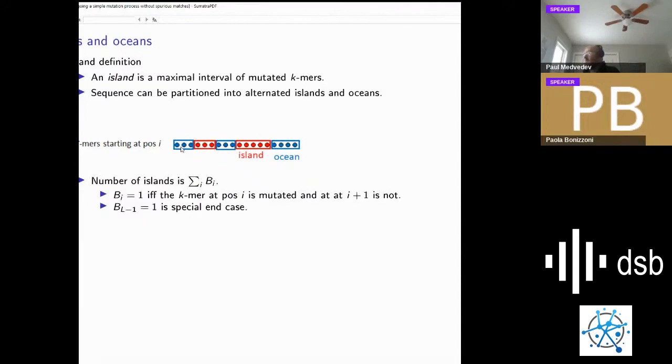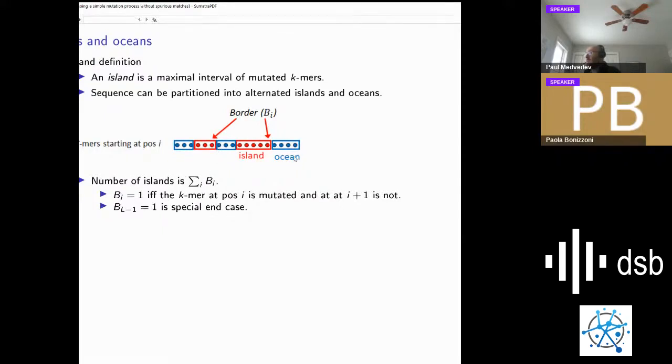Well, we first write down this variable as a sum of m-dependent variables. In this case, for every position I, we can define whether it's a border or not. And it's a border if the kmer at that position is mutated and the one in the next position is not.